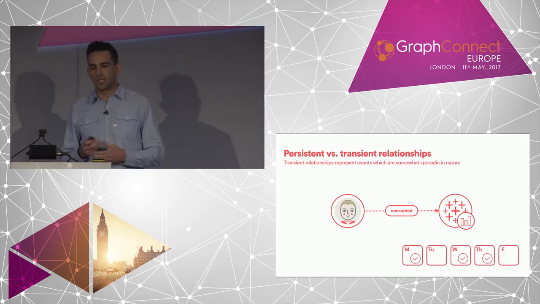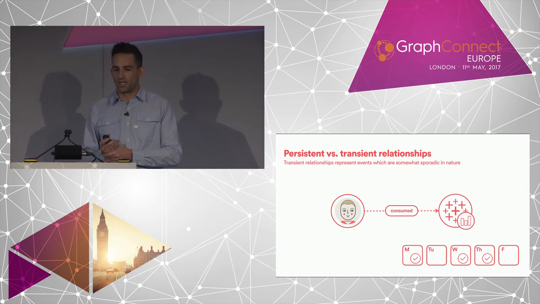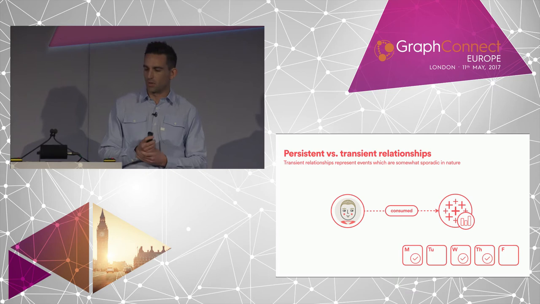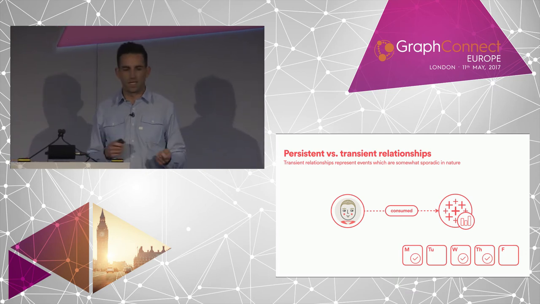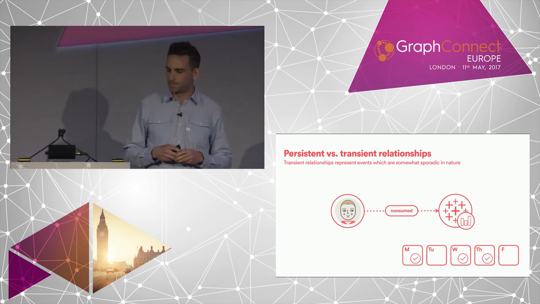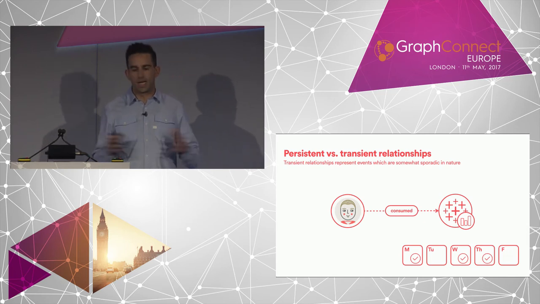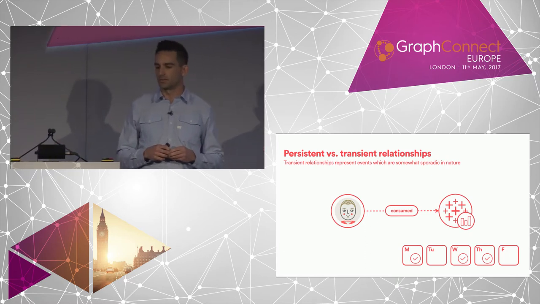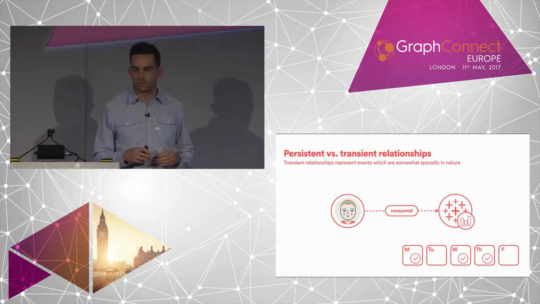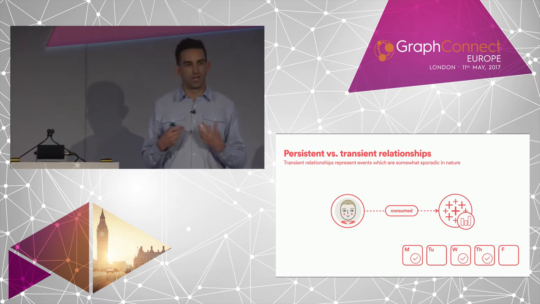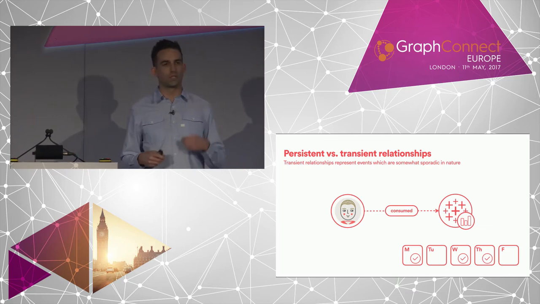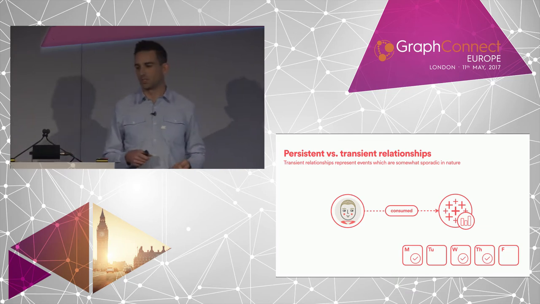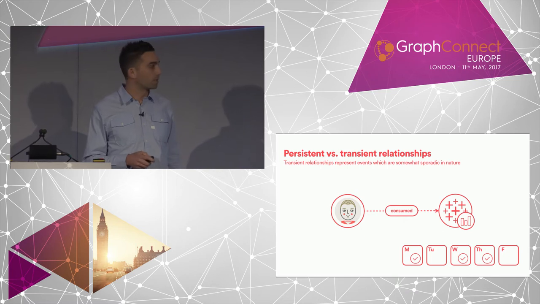Transient relationships, on the other hand, represent events that are somewhat sporadic in nature. So in this example, the consumer relationship would only exist on certain days, which would cause the graph to flicker. The remedy to solve this is we simply expand the time period from 1 to a trailing 28-day window, which acts as a smoothing function. This ensures the graph doesn't flicker, but also we capture only recent and thus relevant consumption information into our graph.